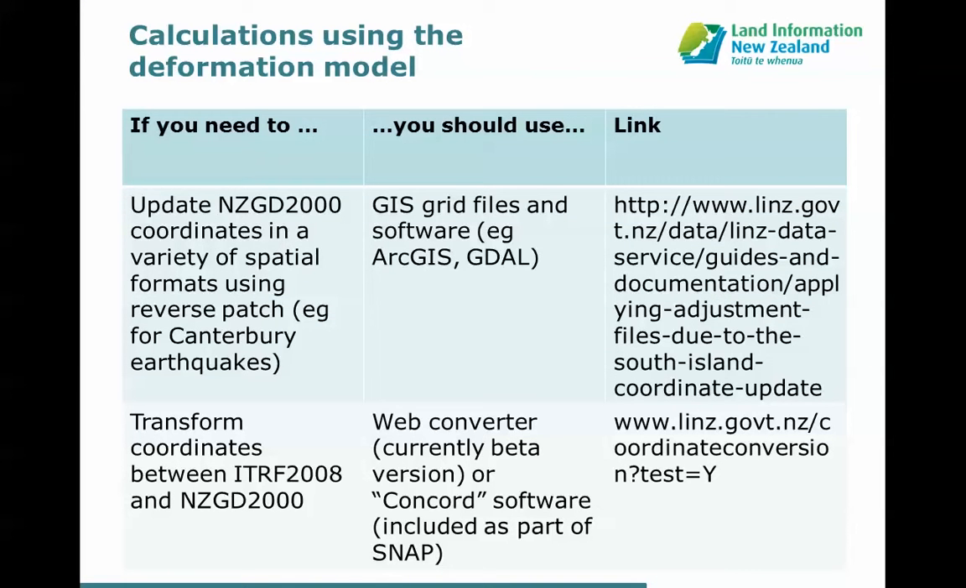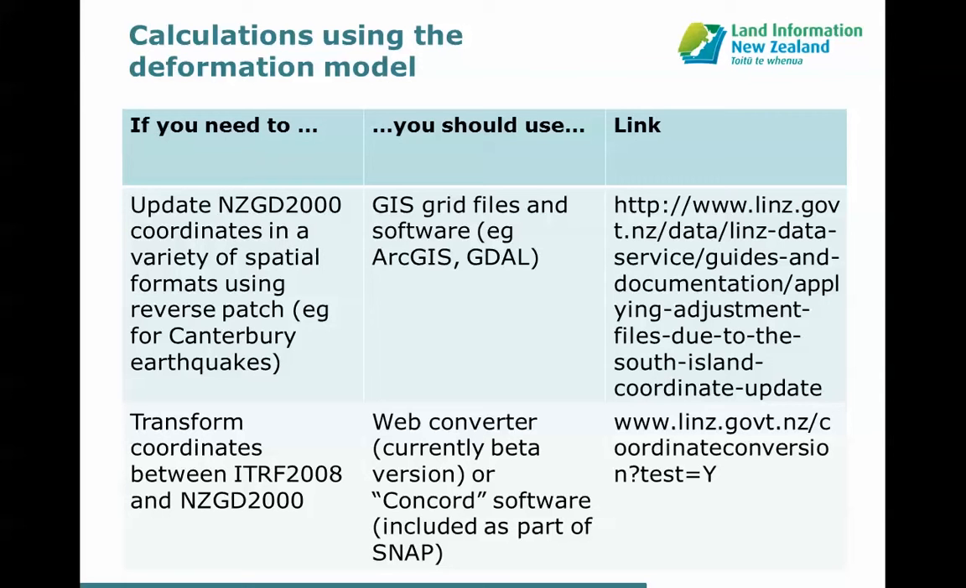So if we have a look at how we can do calculations using the deformation model, there are a few tools available, and what you choose to use really depends on what it is you need to do. So there's a table on this slide and the next one which highlights some of the main purposes that you might have for using the deformation model. So for example, if you want to update your Geodetic Datum 2000 coordinates using a reverse patch, so for example maybe you're managing a database in an area that was affected by the Canterbury earthquakes and you want to apply a patch to account for that deformation model, then there are GIS grid files and software available, the likes of ArcGIS or GDAL.